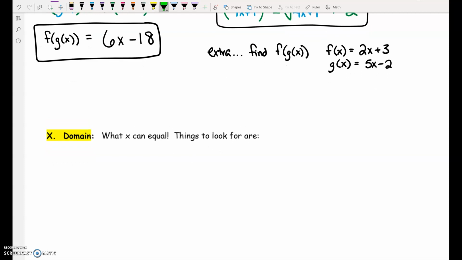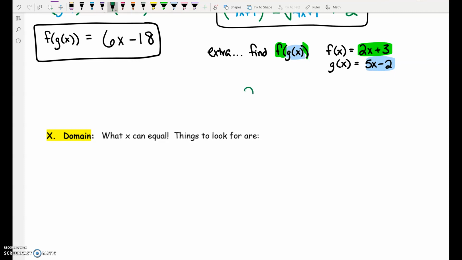Okay, so my f of x is 2x plus 3. My g of x is 5x minus 2. We are doing f of g of x. So g is going inside the f.